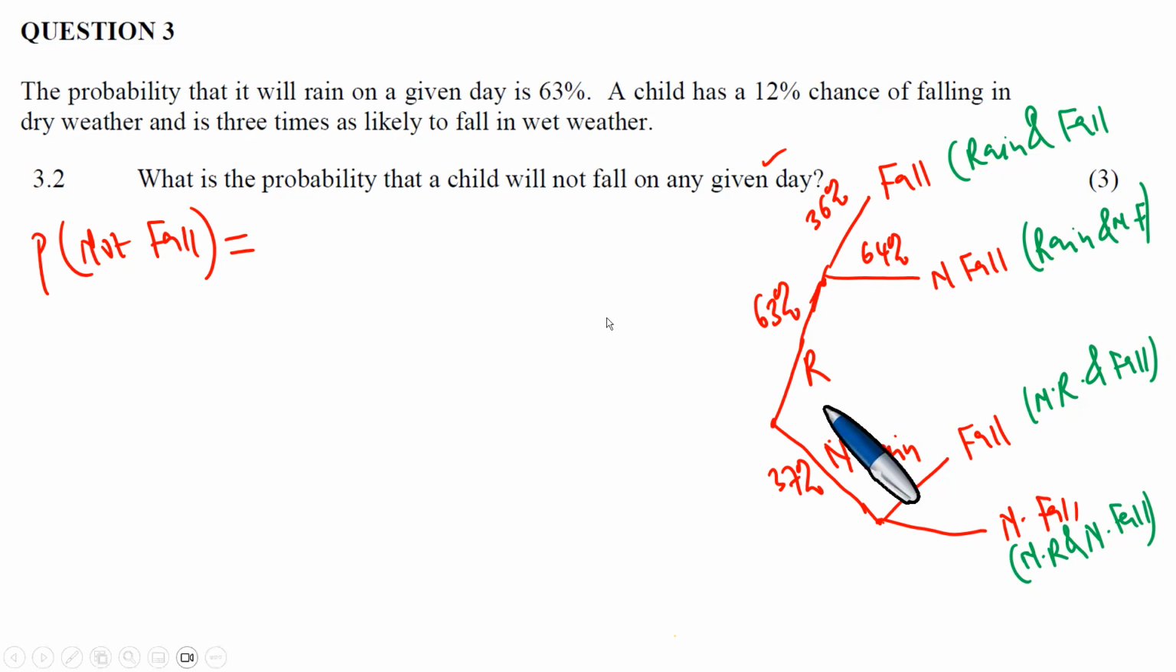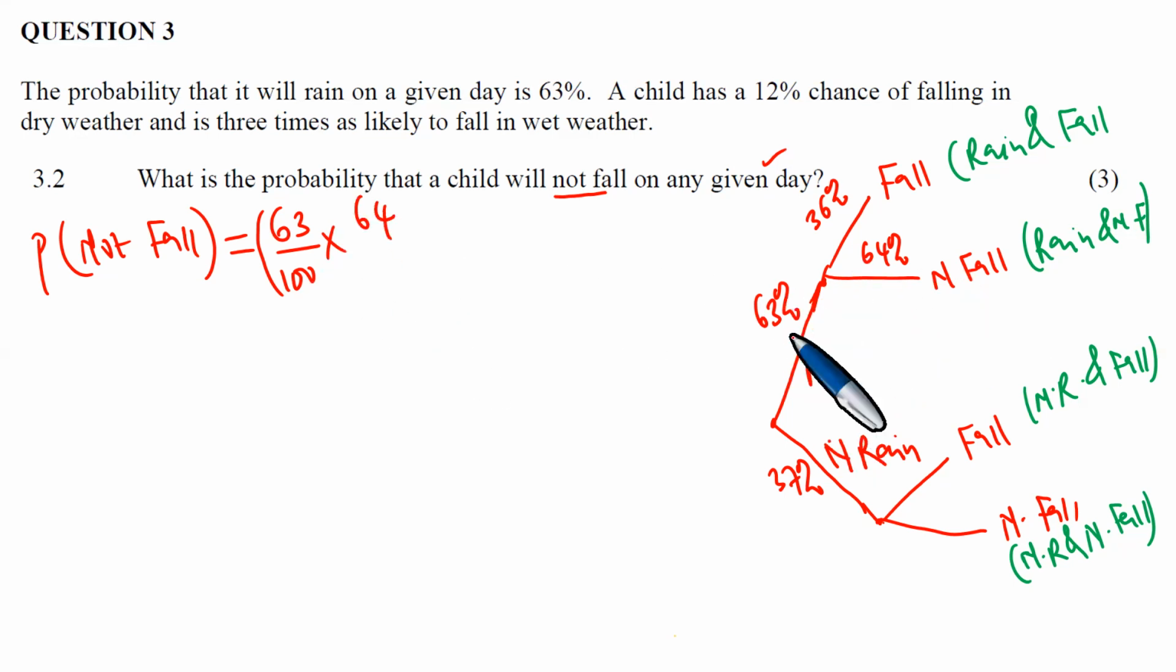So obviously on any given day, there are two possibilities. Either that day it's raining. So if it's raining, it is 63%. 63% is like 63 over 100 times. Remember, what is the probability that the child will not fall? If it's a rainy day, what is the chance of the child falling or of not falling? It is 64%. So either it rains and the child does not fall. So raining is 63%, does not fall is 64%.